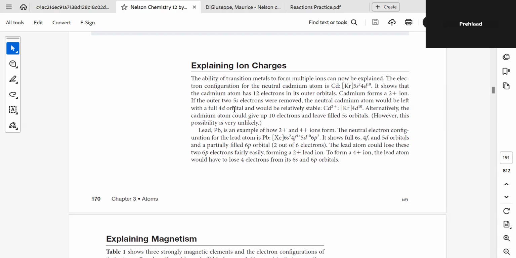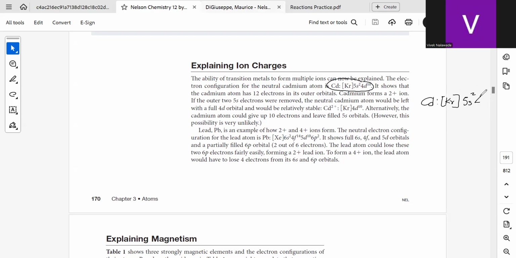So what I was telling you is, if you see this cadmium, its electronic configuration is krypton, which is the previous neutral atom, sorry, group 18 atom. Then I have 5s2 and 4d10.